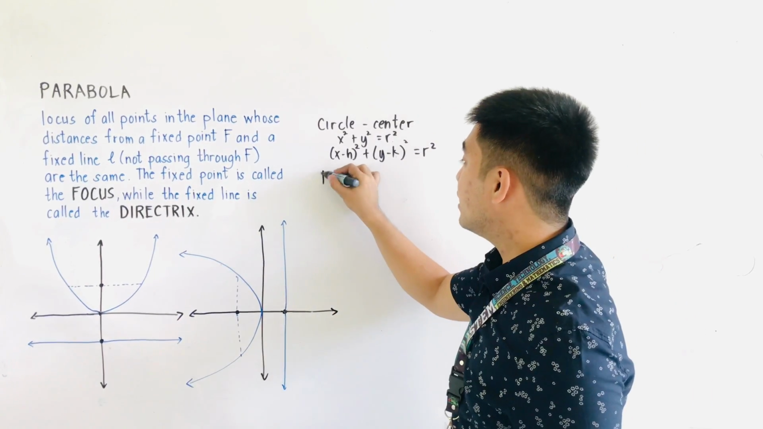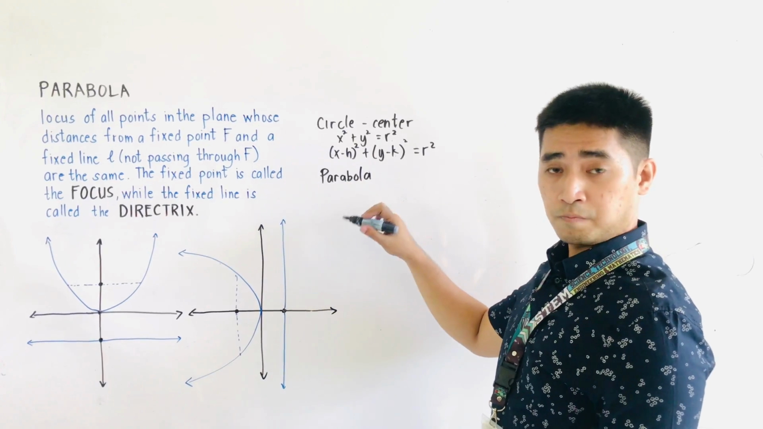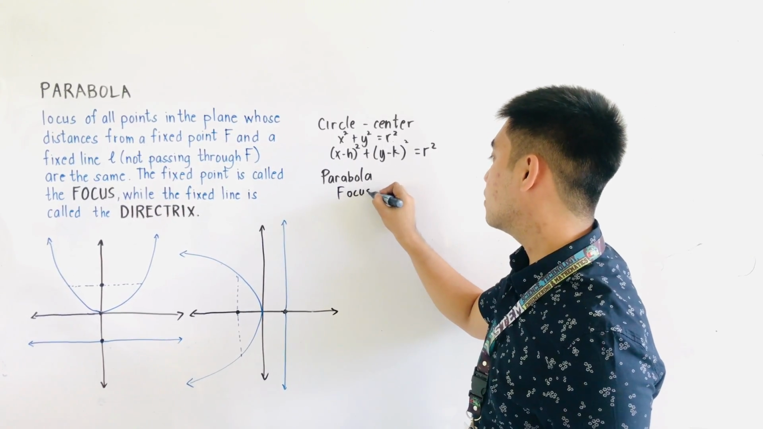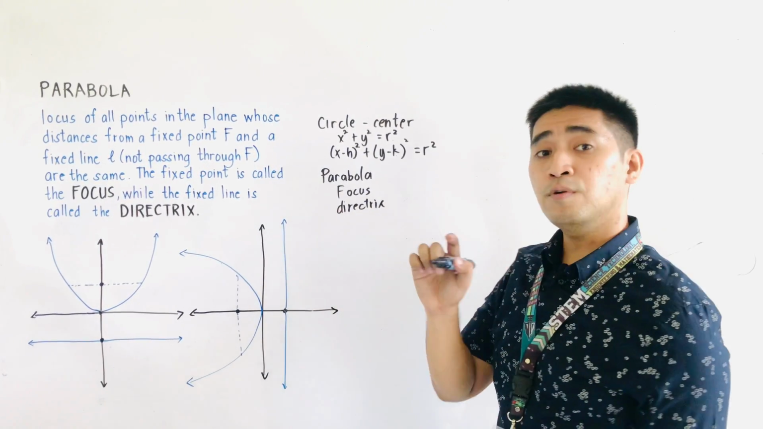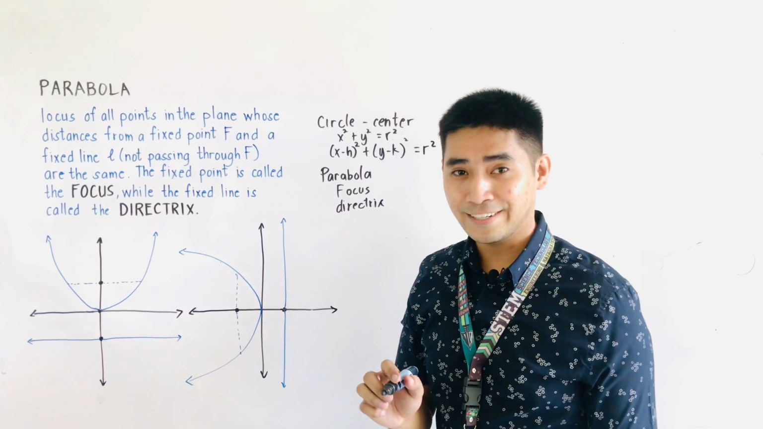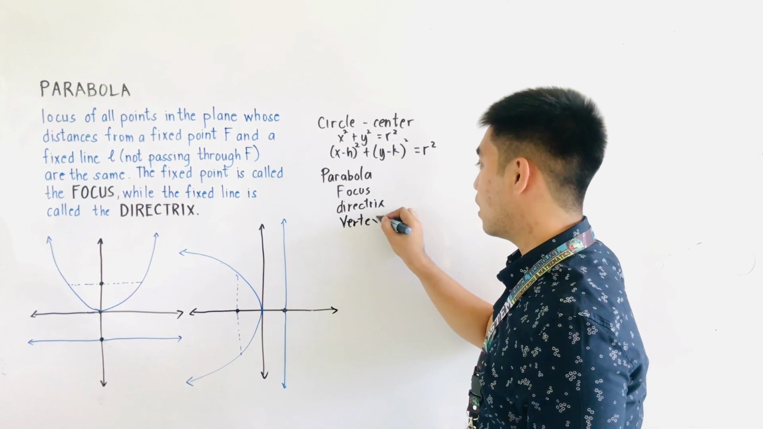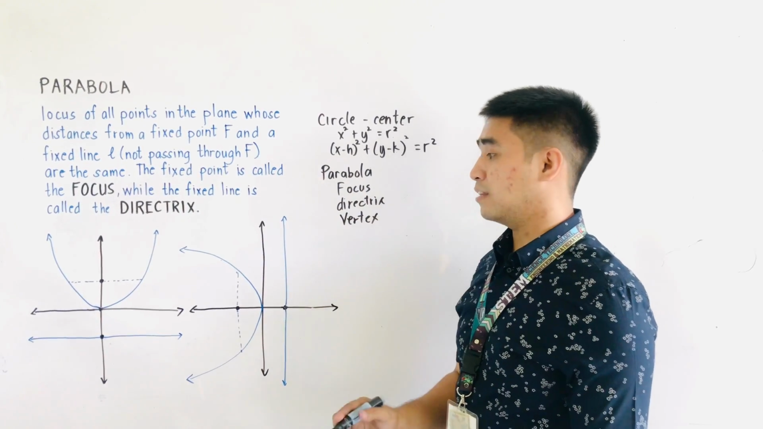Okay. While in the parabola, we will now be having different variables. So we call those the focus and the directrix, and in a parabola, we will not be having a center. In a parabola, we will be having a vertex. Okay, where do we find the focus, the directrix, and the vertex?